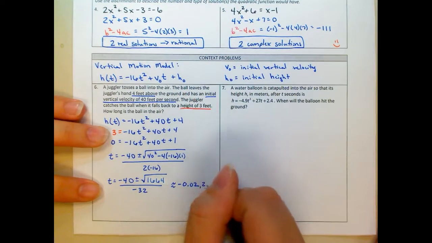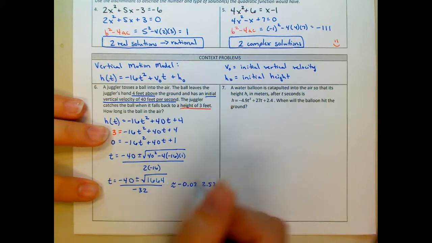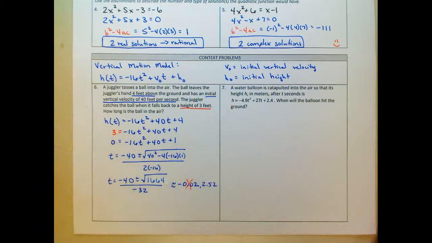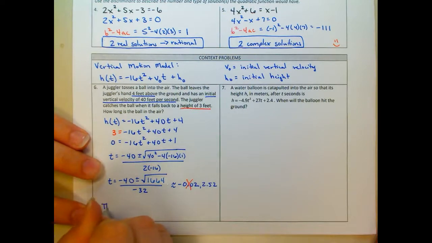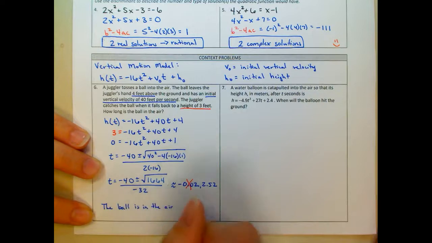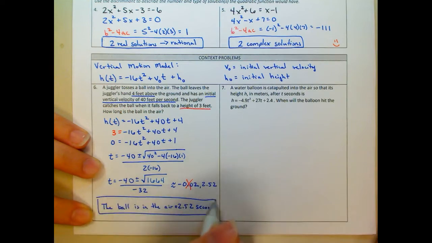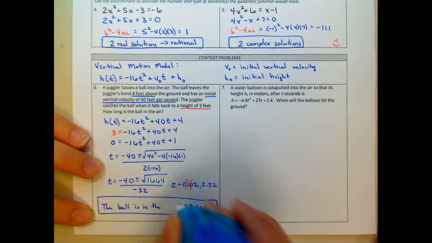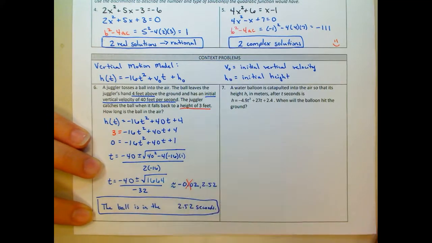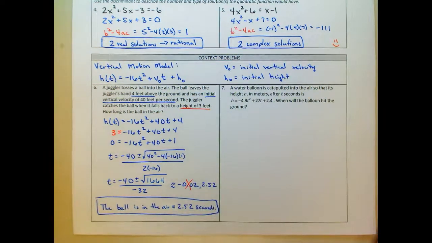So about 2.52. So this negative answer is time. It doesn't make sense. Therefore, we would say, how long is the ball in the air? The ball is in the air approximately 2.52 seconds. So I like to put the little approximately sign in there just to make sure somebody knows that this isn't exact. You could say about. But either way, I would not count it wrong if you don't put the approximate sign. It's just something I do.